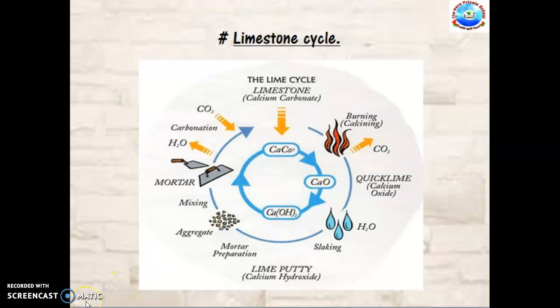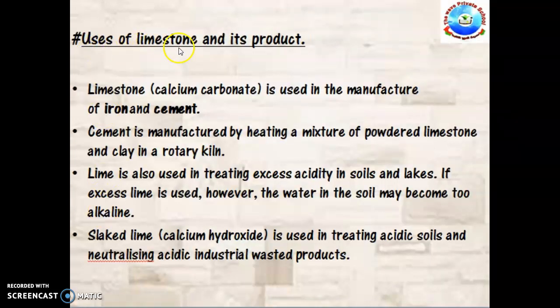Clear with it? Let us see some uses of limestone and its products. Now see students, limestone, that is calcium carbonate, is used in the manufacture of iron and cement. Cement is manufactured by heating a mixture of powdered limestone and clay in a rotary kiln. Lime is also used in treating excess acidity in soils and lakes.